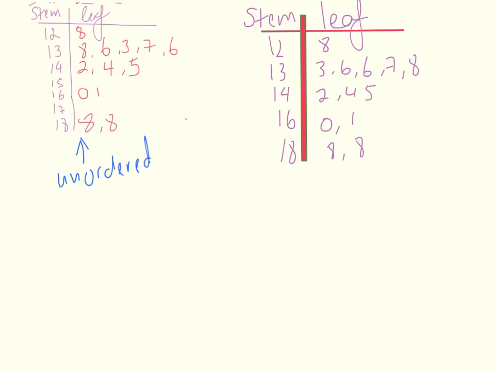Now, always remember that anytime we draw any type of graph, it's really important that we label everything, and in this instance, that we have a key. So our key in this one, I'm going to use 12/8 means 128.